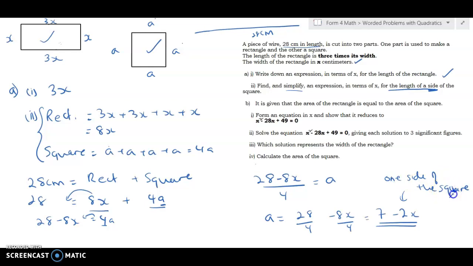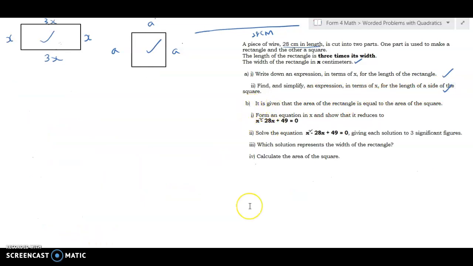Right? I hope that you understand this piece as well. Now let us move on to the other piece, part B. Part B says that it's given that the area of the rectangle is equal to the area of the square. Form an equation to prove this. Now we'll deal with this part later on, but let's deal with this first part.